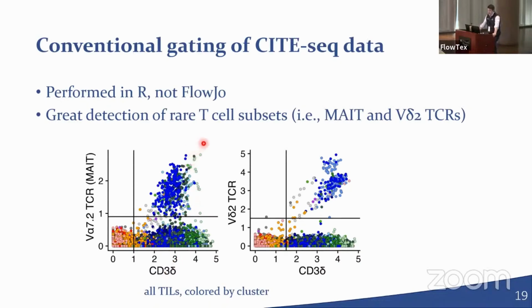But I was really impressed by the ability to detect rare T cell subsets. So these are two different TCRs that indicate MAIT cells and also a class of gamma delta T cells. And this is looking at all cells from this whole sample. So there are like 60,000 cells here. And you can very clearly see what these clusters or populations are.